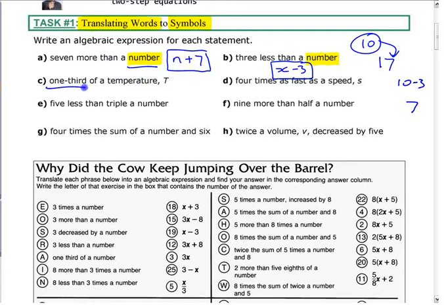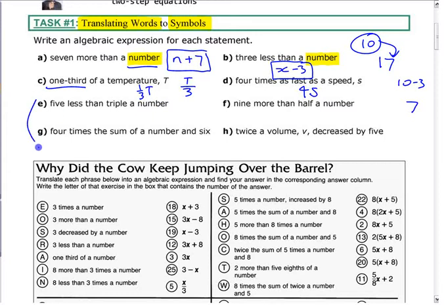1/3 of a temperature, how do you get 1/3 of something? If the temperature is T, how do you get 1/3 of that? Yeah, divide by 3, or really you could times it by 1/3. You could do either one, 1/3 times T or T divided by 3. 4 times as fast as S, S times 4, 4S. 5 less than triple a number.